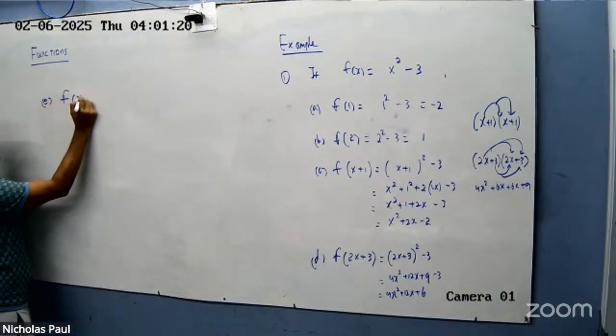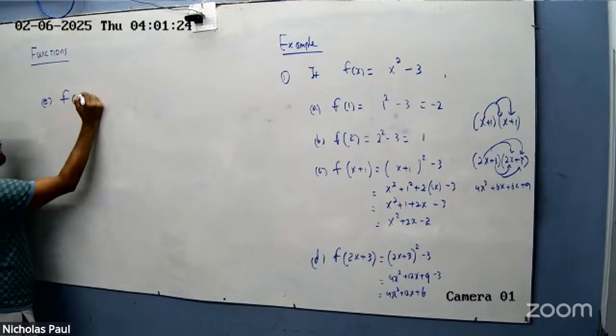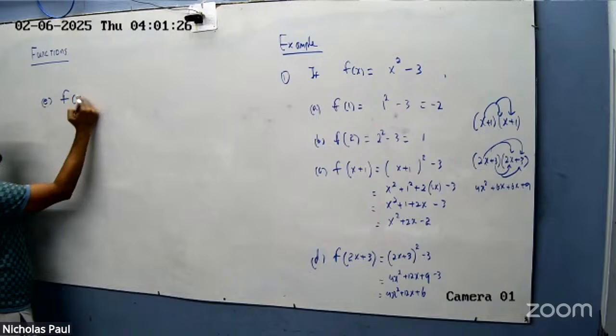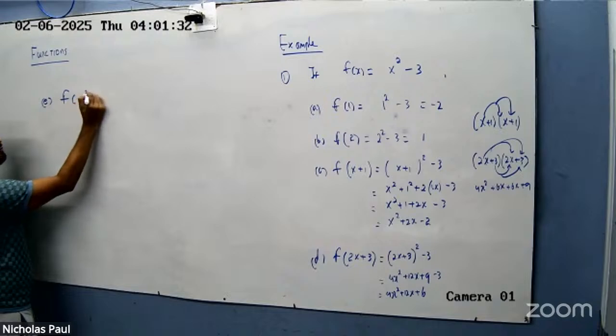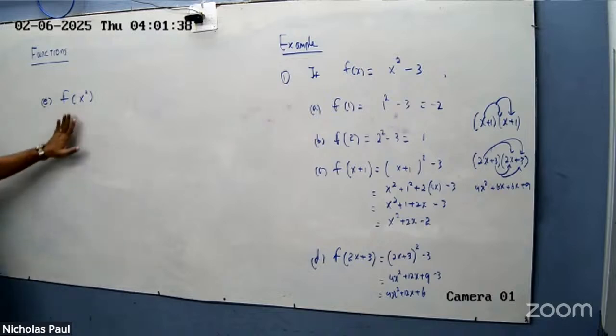Right, try one more like that. Let me make it simple. Find f of x squared. Make it easy. Find f of x squared.